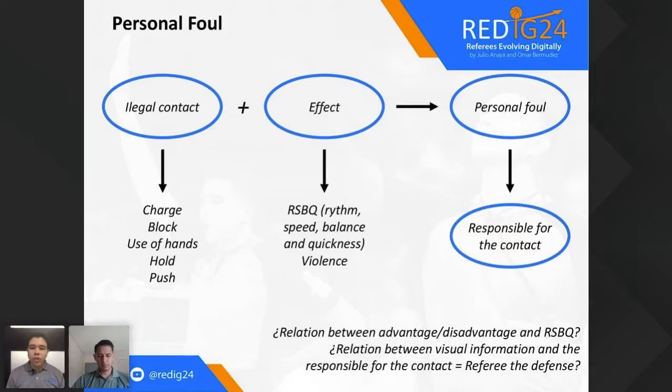The next question is the relation between the visual information and the responsible of the contact. And that's what I have just said. Sometimes we're not even looking at the defense and we call defensive fouls. So if you're calling fouls on a person, we need to know what the person did wrong. And then we have more information in case we need to give an explanation.